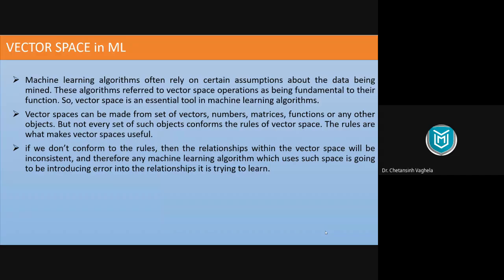जो भी रिलेशन एस्टैब्लिश होगा फ्रॉम दैट एल्गोरिदम, राइट, that relationship will be having some error because your data set is not satisfying the conditions of vector space. So ultimately the vector space is useful to identify whether the data set is proper or not, whether the data set is good enough to provide to any algorithm or not, right?